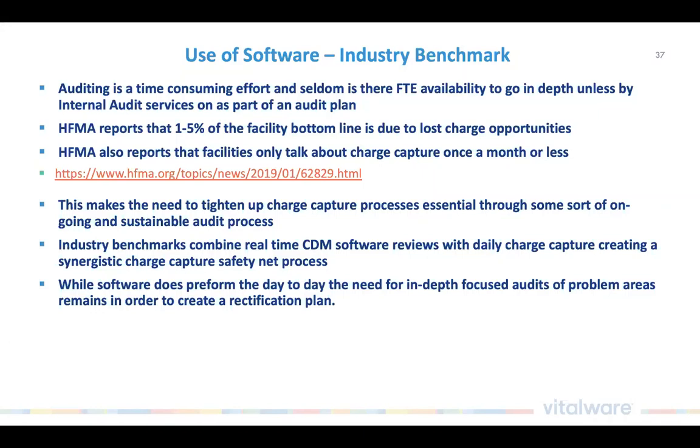So the industry is using software reviews and charge reviews. If I find that C1776 is showing up, but it really was a typo and should have been C1726 in the CDM, that's a big difference. If I find that in my audits or in my daily charge capture, I can then put in a workflow back to the CDM and say, quick fix this and rebuild them. While software does perform day-to-day, the need for in-depth focus audits continues and create a recertification plan.